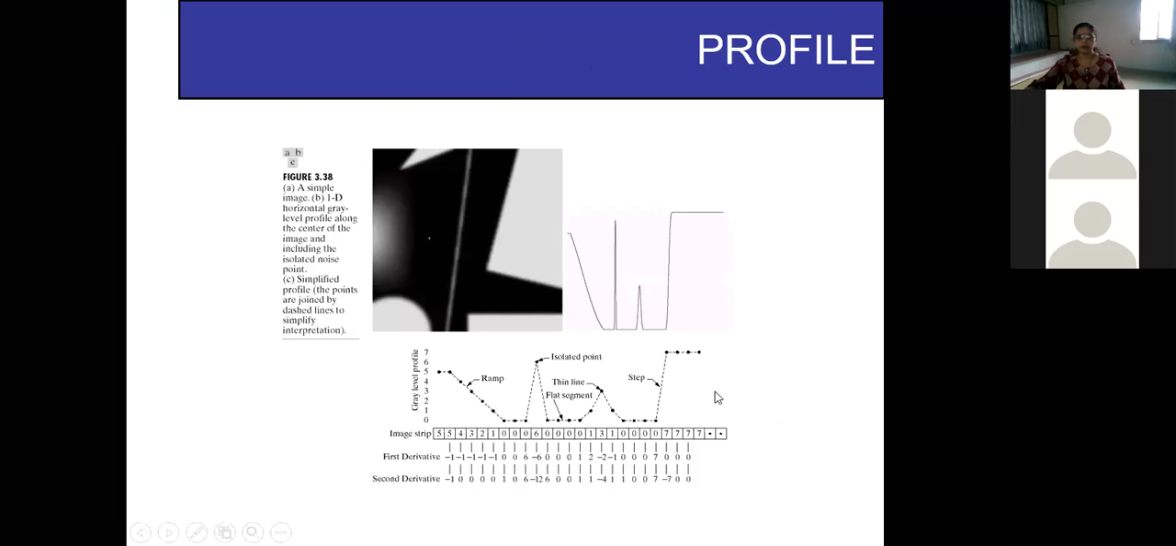Okay, so this is one more example of histogram. Say there is an image, and we consider a line which is passing through this bright spot, and we plot the profile for this particular image. The profile will look something like this. This is an example of a profile.